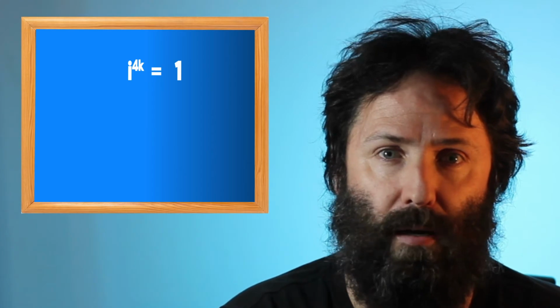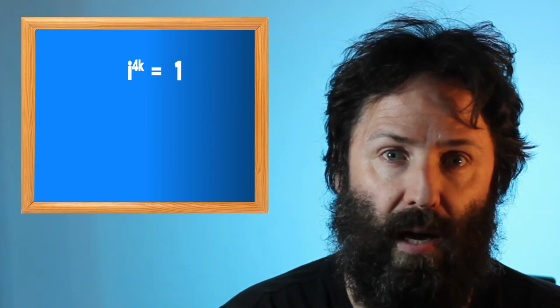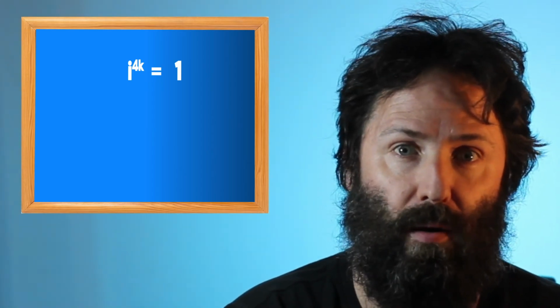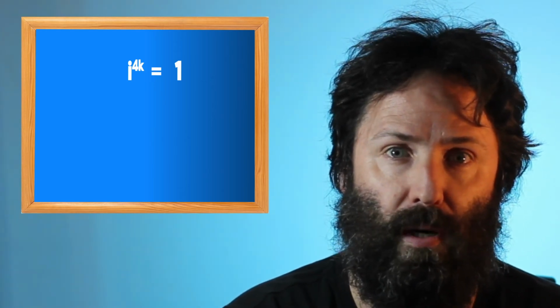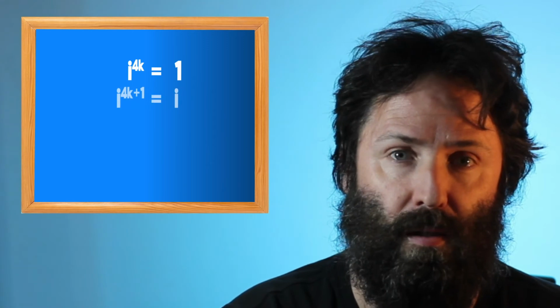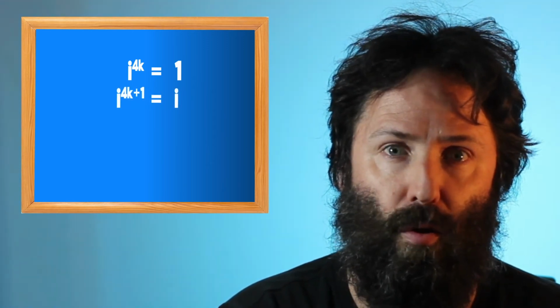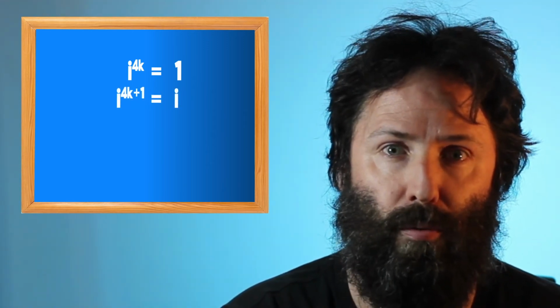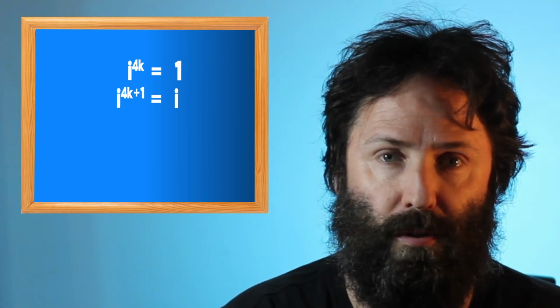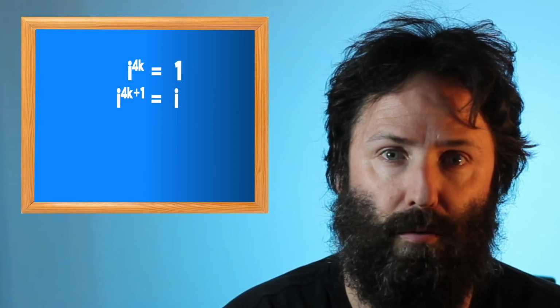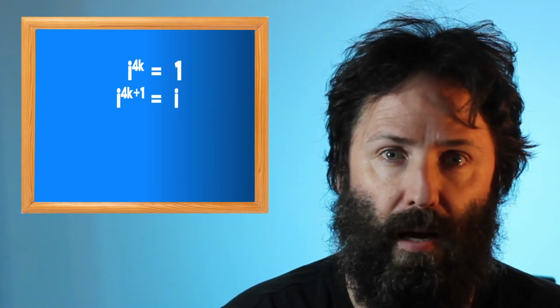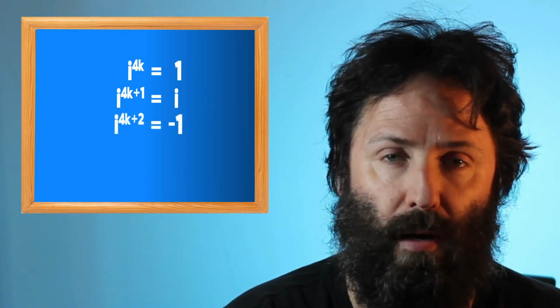Okay, and the next power that we could consider would be i to the 4k plus 1. Just add 1 to the power. Since i to the 4k we've just said is equal to 1, then i to the 4k plus 1 would be equal to i. Thirdly, i to the 4k plus 2, that means it's got a remainder of 2. It's still an even number. It's now essentially a multiple of 2 rather than a multiple of 4. It's going to have an answer equal to -1.